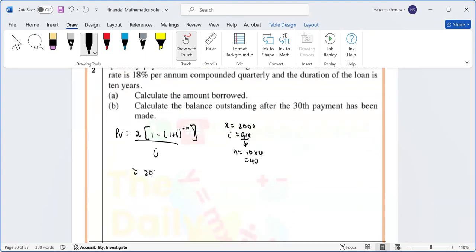So we're going to have 2,000 times open bracket, 1 minus (1 plus 0.18 divided by 4) to the power of minus 40, close bracket, all over 0.18 divided by 4. And then how much did Lerato borrow? It's 36,803.